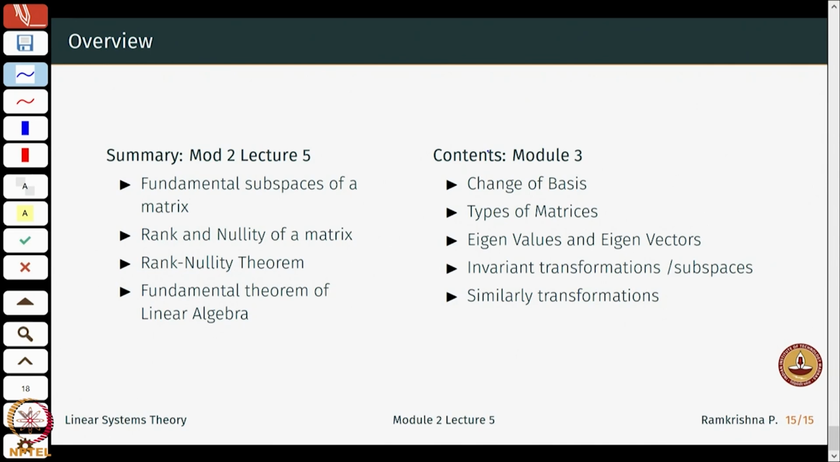So, in the next module we will talk of change of basis. We will do lots of things on properties of matrices, eigenvalues, and eigenvectors. We will also look at invariant transformations, subspaces, and end with similarity transformation, and how these transformations make matrix computations a little easier. So that is coming up in module 3, or the lectures of week 3.